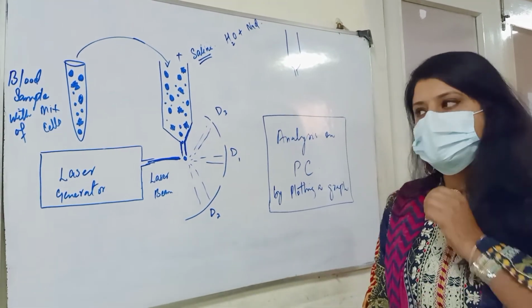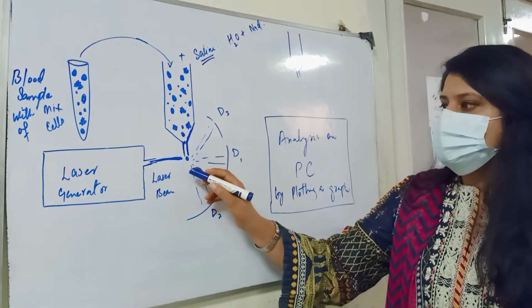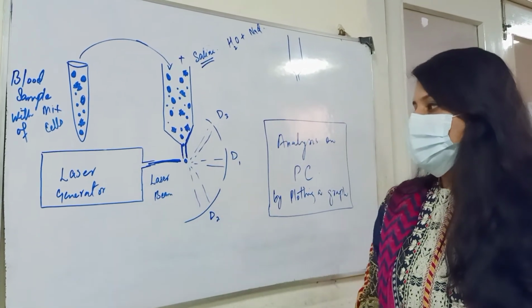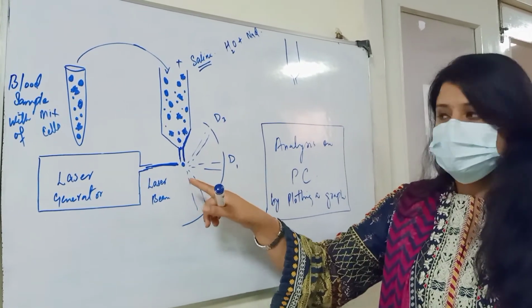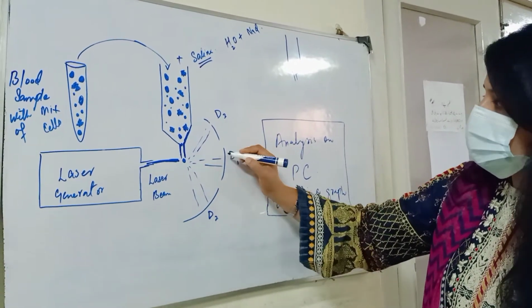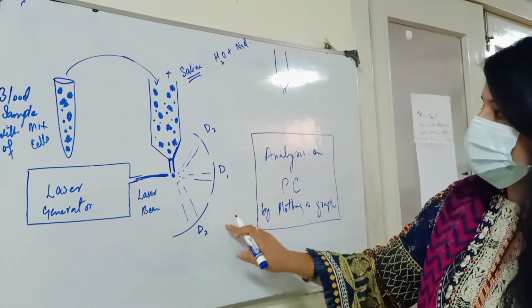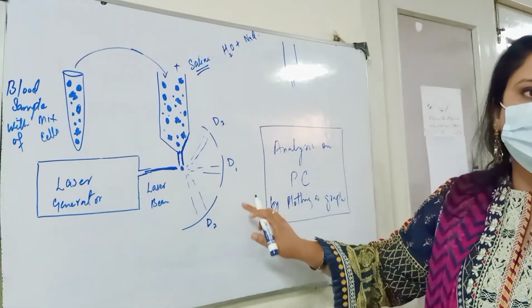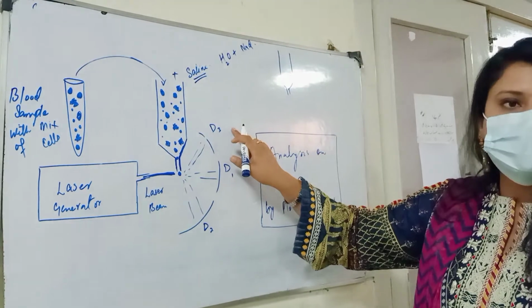So when the cell comes out of this column, the laser generator is turned on and it strikes the laser beam onto this cell. When the laser beam hits this cell, it is detected on different detectors. You can see 3 different detectors, detector 1, 2 and 3. The laser beam will strike either detector 1, detector 2 or detector 3 at a time.